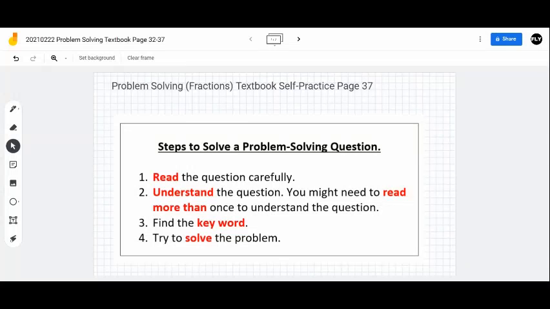Steps to solve a problem-solving question. First step is to read the question carefully. Second, understand the question. You might need to read more than once to understand the question. Third, find the keyword. And lastly, try to solve the problem. It might look easy, but it is also difficult at the same time. So let's look at textbook self-practice, page 37.